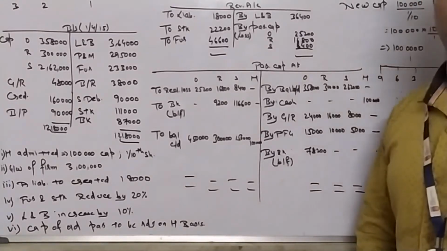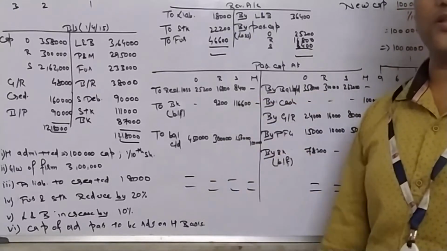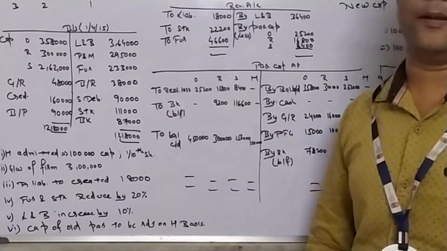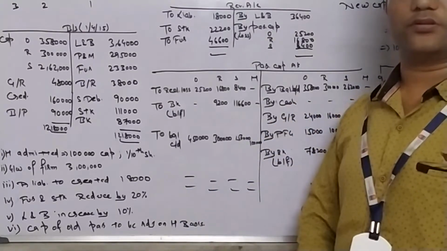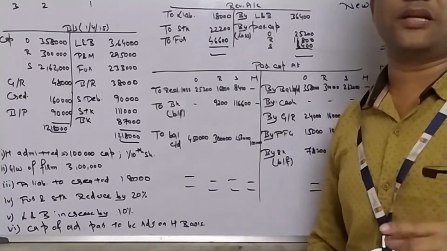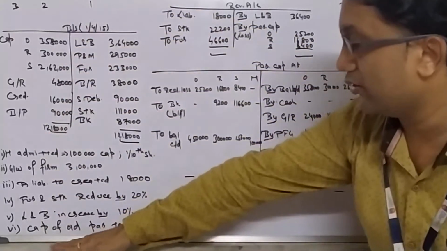Let's do it with an example. The first part is when we need to adjust the existing partners' old capital on the basis of the new partner. Let's do a full-fledged sum, so that you can understand from beginning till end what we are doing. This is the question you will get in your exam.